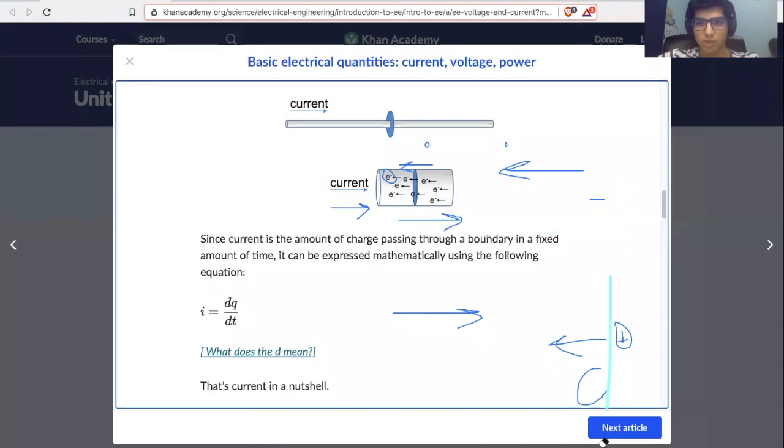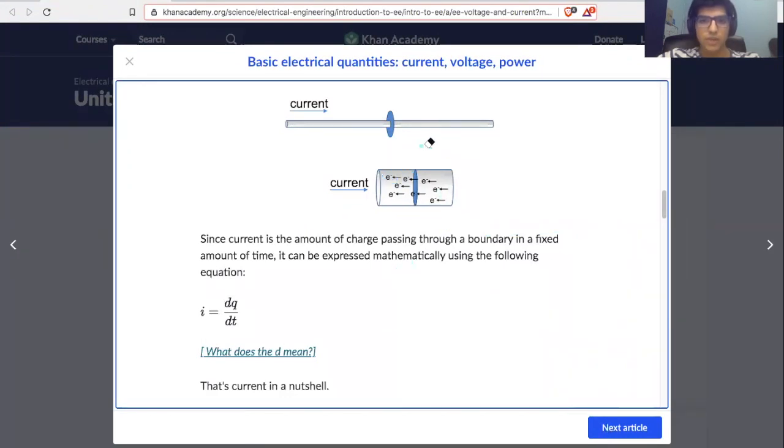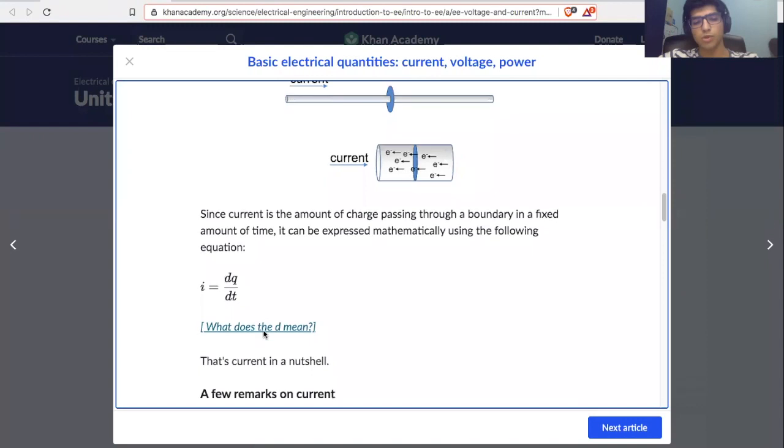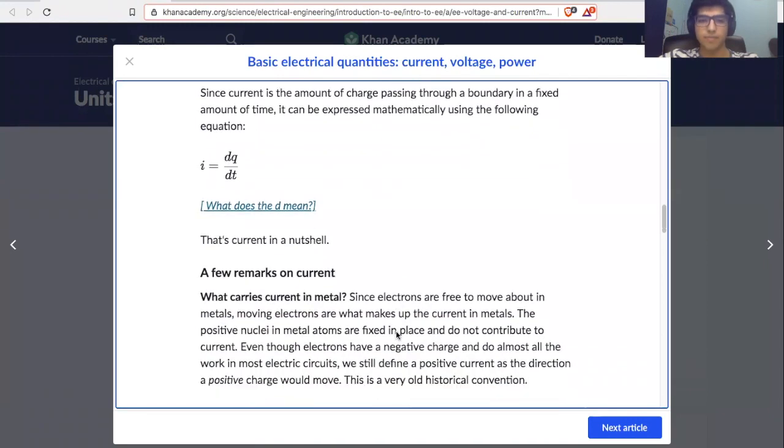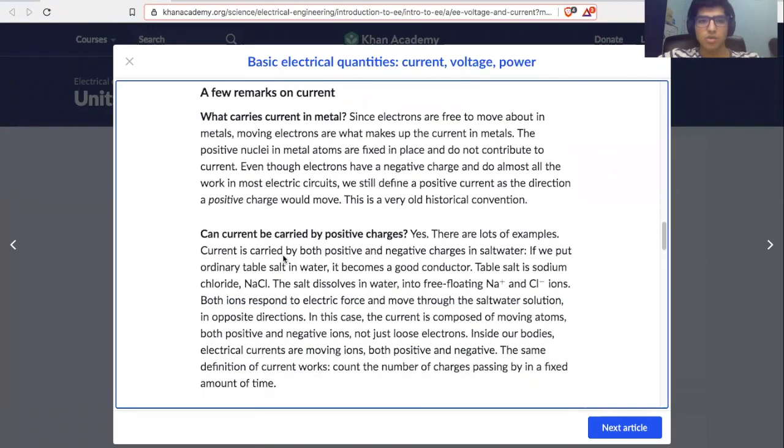You don't really need to worry about this notation. This is a bit of calculus here. The dq/dt just means the change of q, the charge, over time. And the change of charge over time is basically the current, I. Cool.